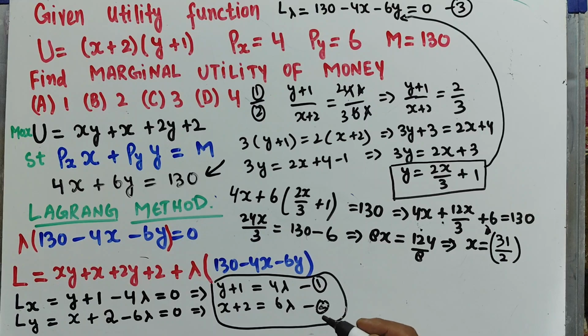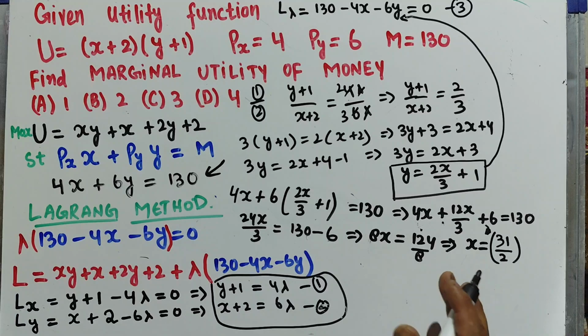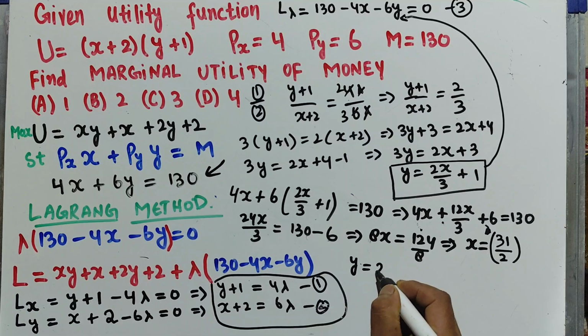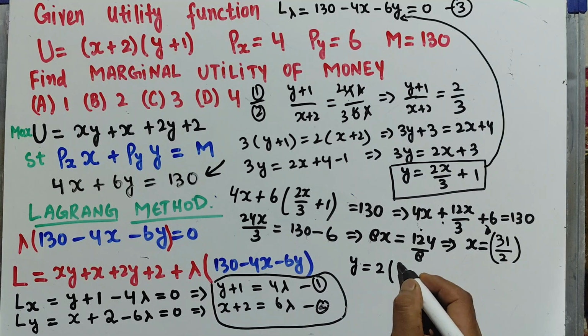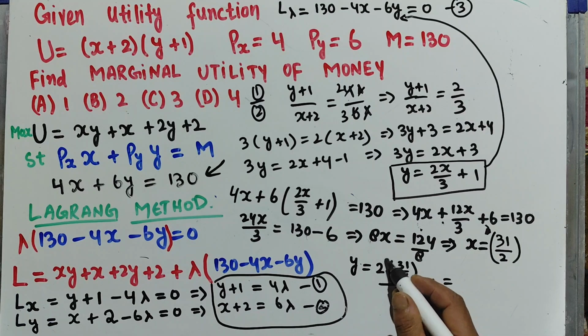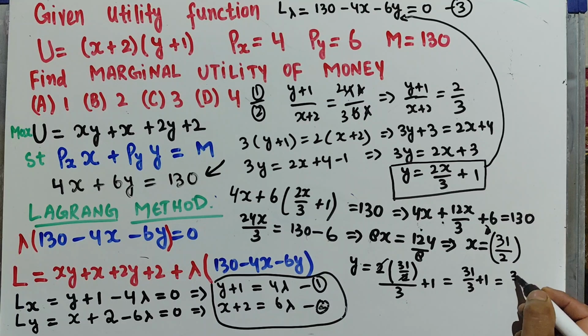To find out the optimal consumption of good y, plug x is equal to this stuff into this function. I hope I am doing the calculation right, I am not sure. So y will be equal to 2 times the value of x, 31 upon 2, whole divided by 3, plus 1, which will be equal to, 2 gets cancelled, we are left with 31 upon 3 plus 1, which is equal to 31 plus 3 is 34 upon 3. 34 upon 3 will be the consumption of good y.